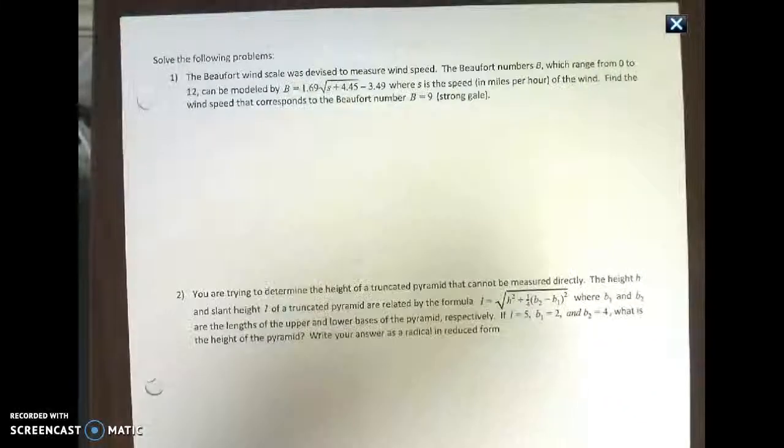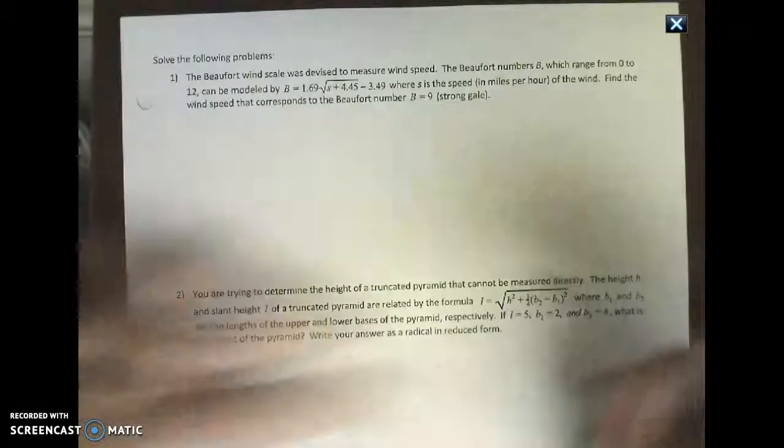All right, on to some word problems. Good old word problems. Let's take a look here. The Beaufort wind scale was devised to measure wind speed. The Beaufort number B, which ranges from 0 to 12, can be modeled by B equals 1.69 square root of S plus 4.45 minus 3.49, with the 3.49 outside the radical, where S is the speed in miles per hour of the wind. Find the wind speed that corresponds to the Beaufort number B equals 9.